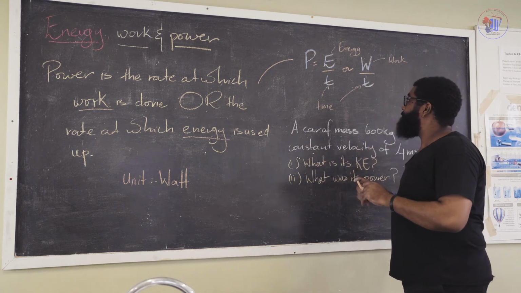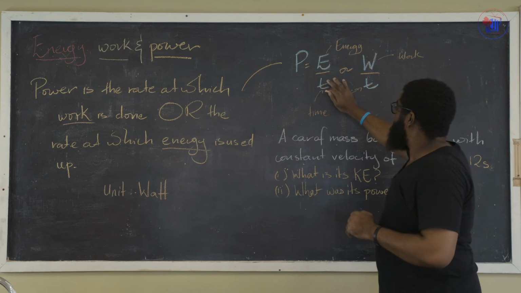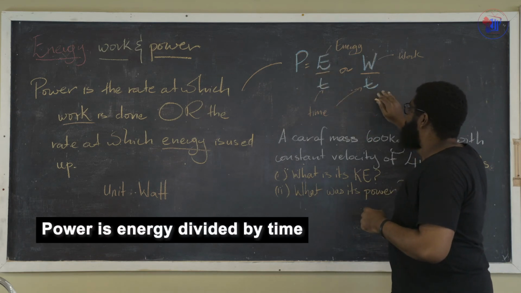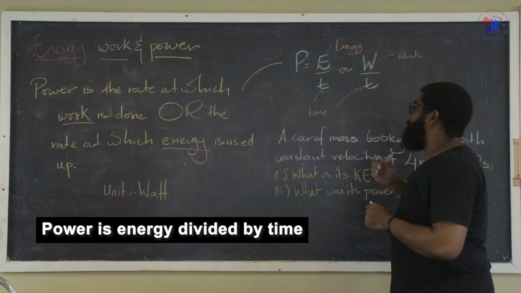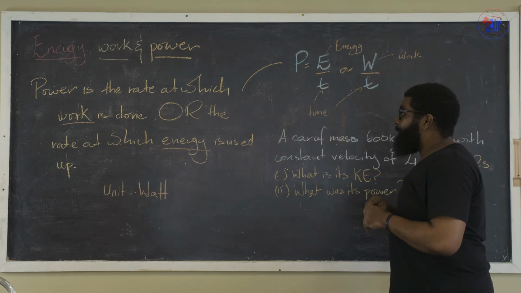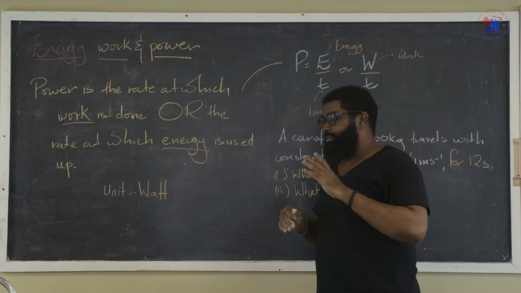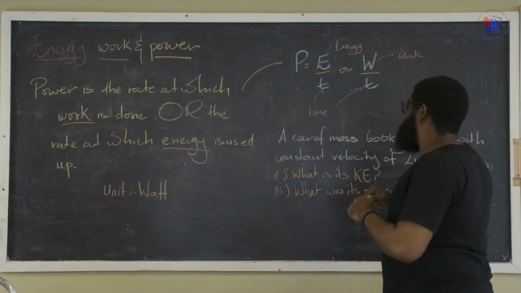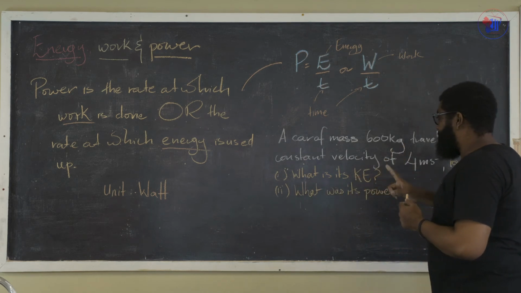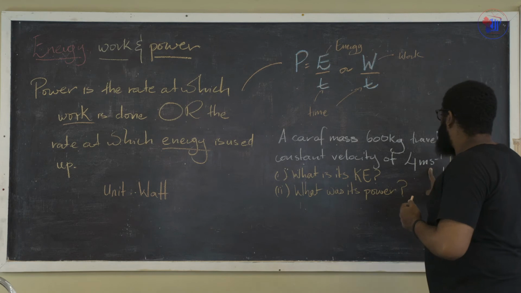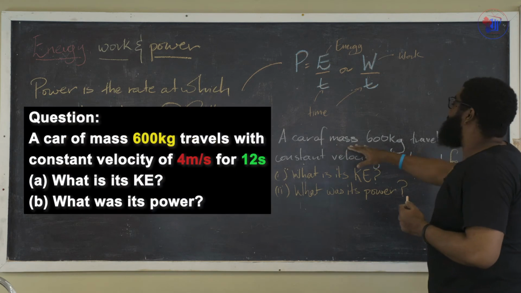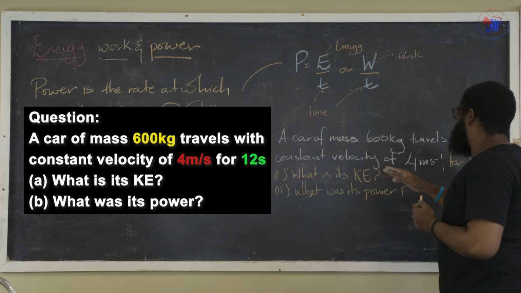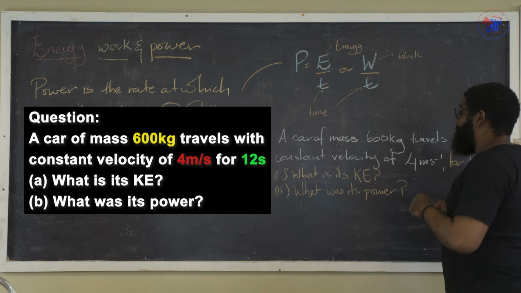This being said, we have a formula. P is equal to E upon T, or W upon T. Energy or work divided by time. And that's it. It's a very simple definition, nothing complicated, easy to use. However, how it's applied is a bit tricky at times. So I have a little problem. It's the problem we used when we were looking at kinetic energy. A car of mass 600 kilograms travels with constant velocity of 4 meters per second for 12 seconds. What was its kinetic energy, and what was its power?